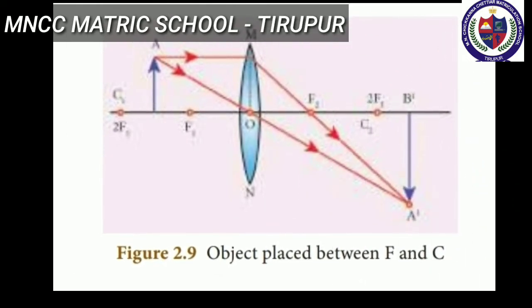Next, we move to object placed between F and C. When an object is placed in between the center of curvature and principal focus, a real and inverted image is formed beyond the center of curvature. The size of the image is bigger than that of the object.